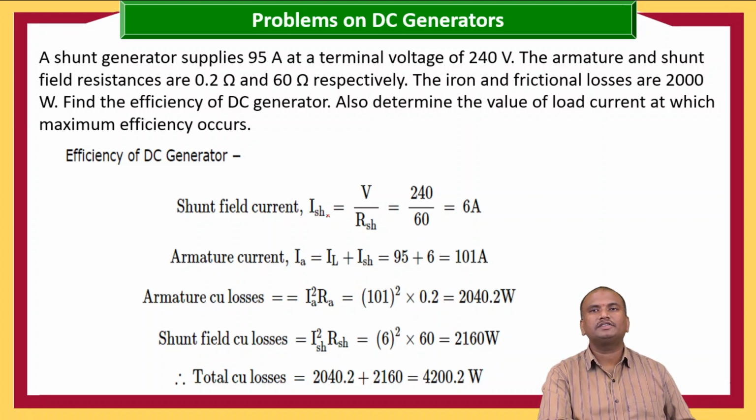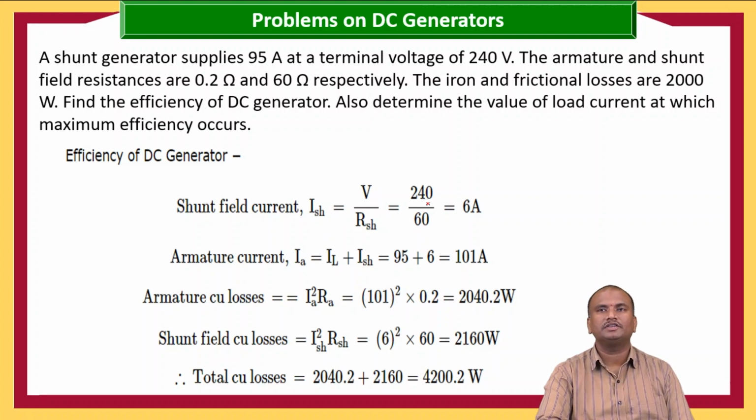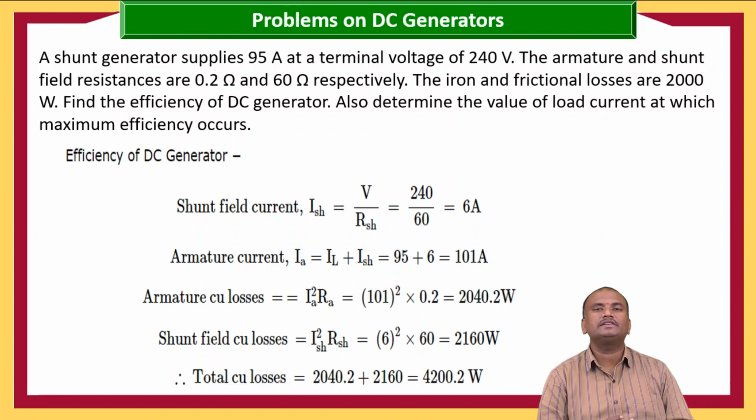Here the shunt field current ISH is equal to V by RSH, which is equal to 240 by 60, which is 6 amperes, because the shunt field is directly connected in parallel to the voltage in the DC shunt generator, where armature current IA is equal to IL plus ISH. Here the IL value is given as 95 amperes, 95 plus 6, which is equal to 101 amperes.